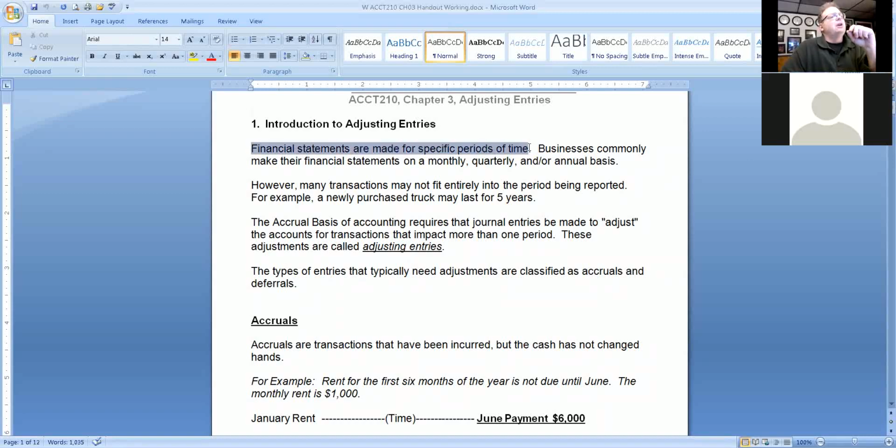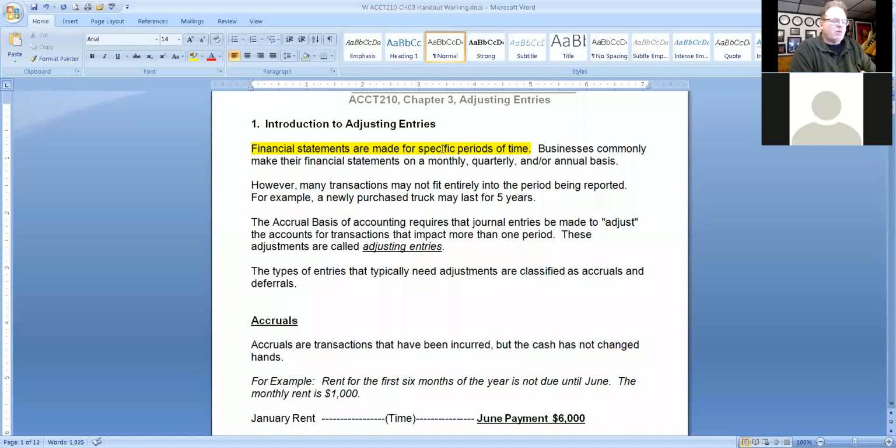So it's sort of like this. Financial statements are made for a specific time, and it's sometimes called an artificial period. Usually it could be a week, a month, a quarter, a year. Some what they would call artificial period of time, in that the transactions don't necessarily fit into that period of time. You may have, I think, an example of a truck for 5 years. It goes over 5 periods. It doesn't fit into one period.